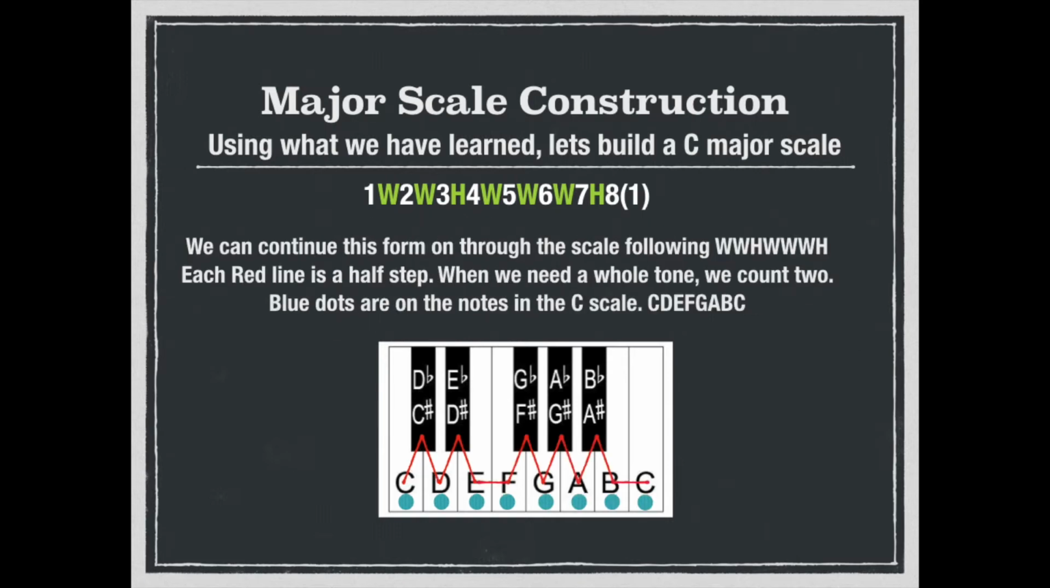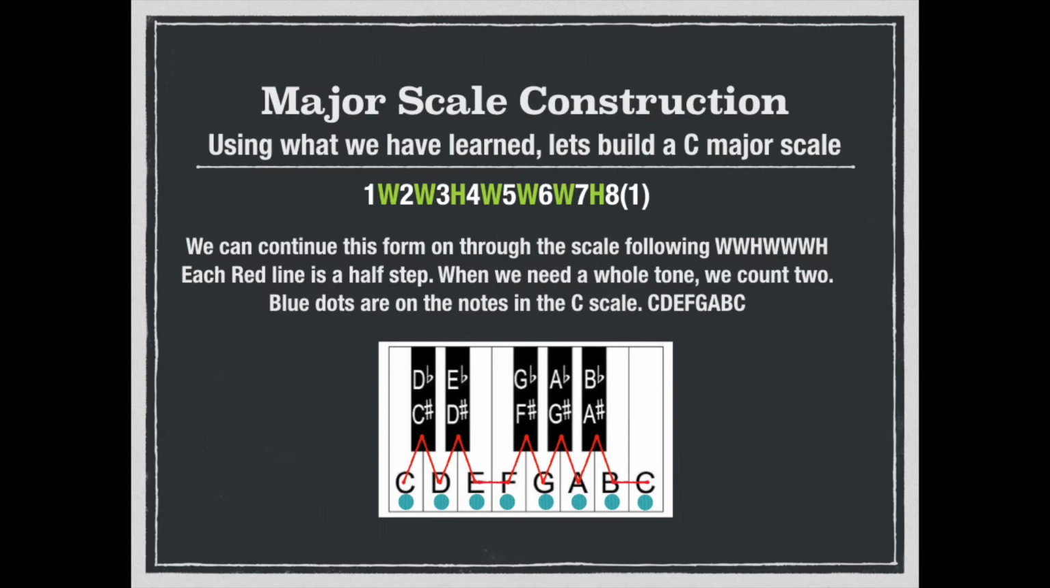We can continue this form on through the scale following whole, whole, half, whole, whole, half. Each red line is a half step. When we need a whole tone, we count 2 red lines or 2 half steps. Blue dots are still the notes in the C scale.